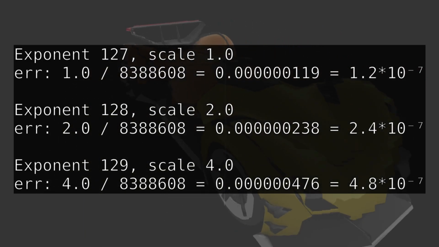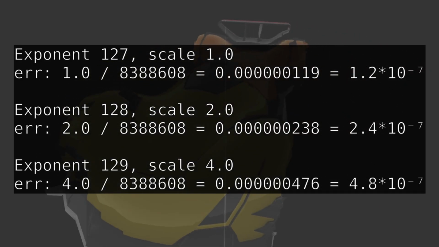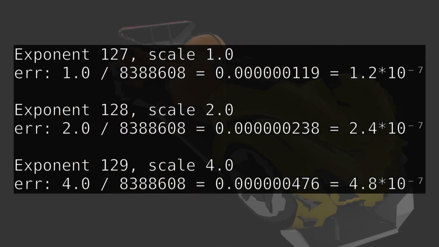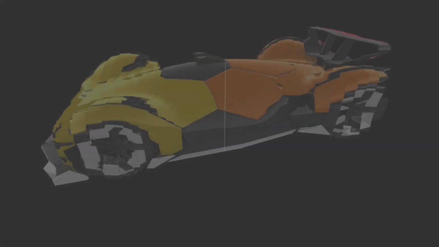But each time we increase the exponent, the error increases by the same scale. Let's discuss errors in the context of the metric unit system. So in the range from 1 to almost 2 meters, we get a precision of 1/8 millionth meters. That is 120 nanometers. Let's go back to the car.